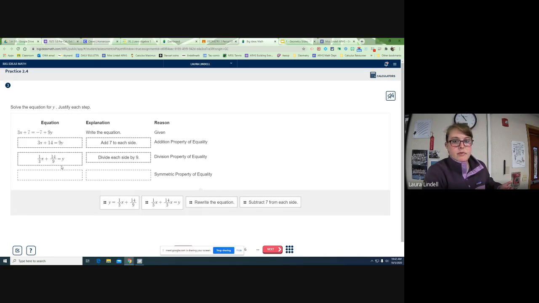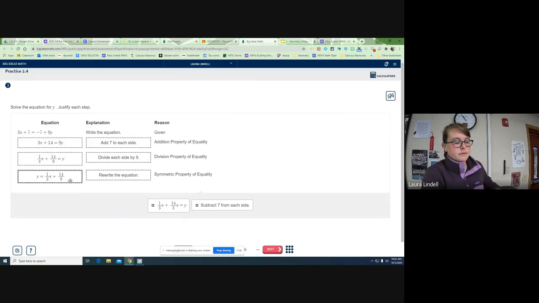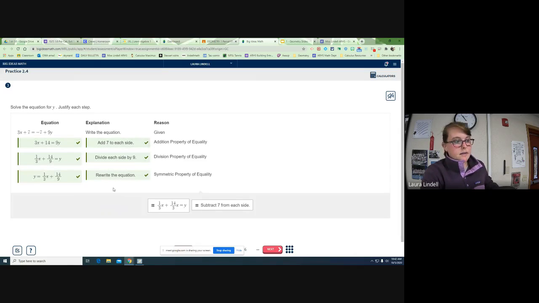And then the last step, they're just rewriting the equation. They're switching it around so that you can get y on one side and all the other stuff on the other side. They're using the symmetric property to rewrite the equation as y equals something. Okay, and then like always, we want to check and see that we got them all right. If one of them was wrong, make sure you switch it out and try again. So that's going to be the harder type of question you'll see on here. And again, there's not a ton of them. But yeah, so there's that type of question as well.